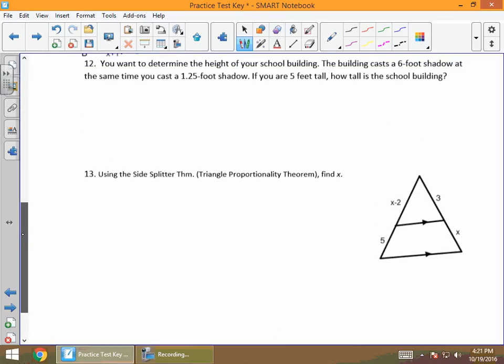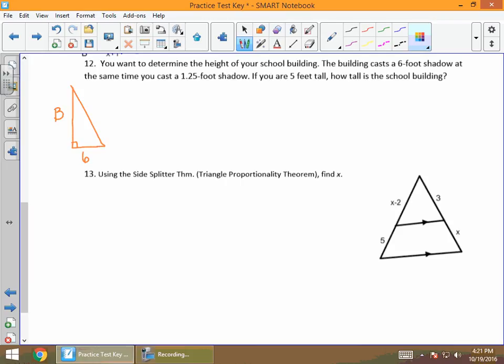All right, number 12. Number 12 says you want to determine the height of your school building. So here we go. This is the school building. I'll call it B. You don't know how tall it is, but you know that the building casts a shadow, and it's 6 feet. So there's my building and its shadow.